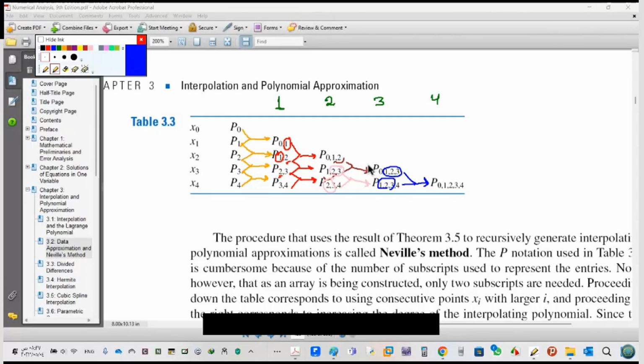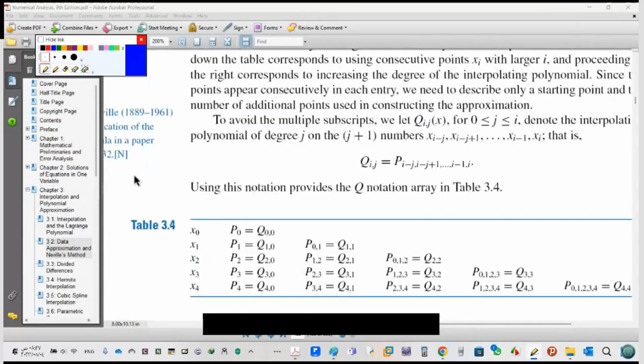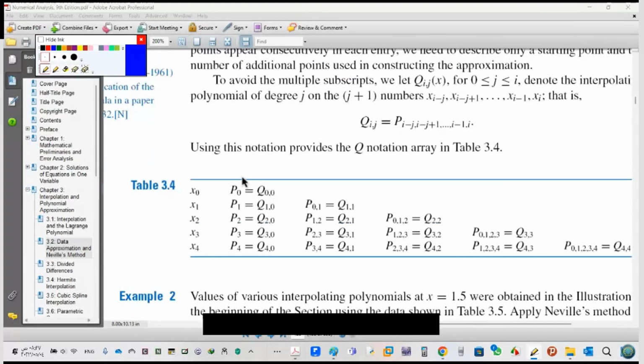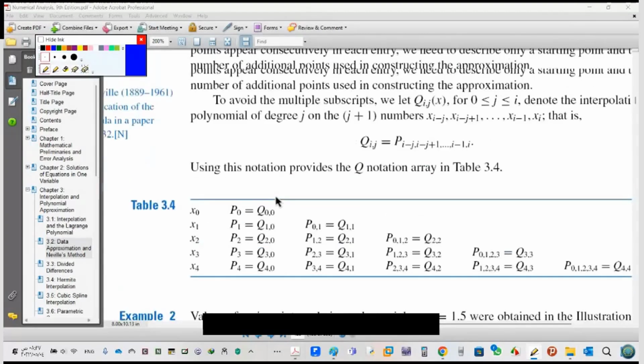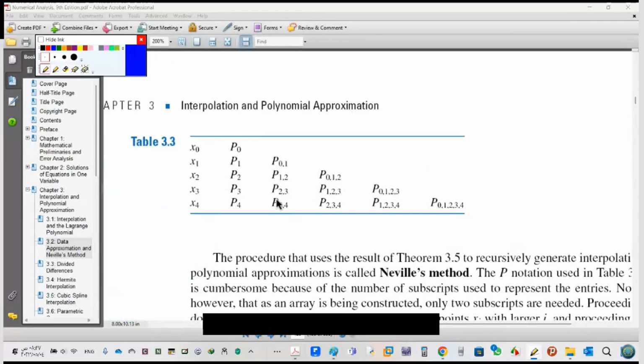Now, in your book, take a photo of this. It's very important. Take a photo of this. It's very important. Okay, finish. In your book, we have table 3.4. They changed it to another symbol. Excuse me, use this. This is the easiest one.